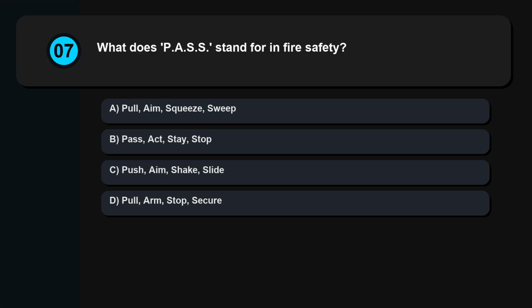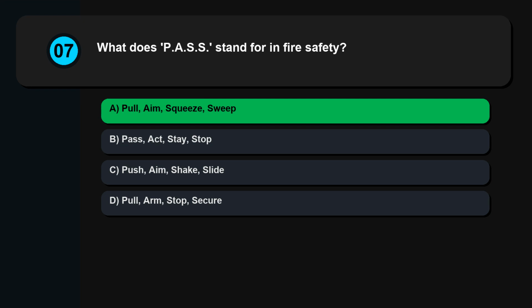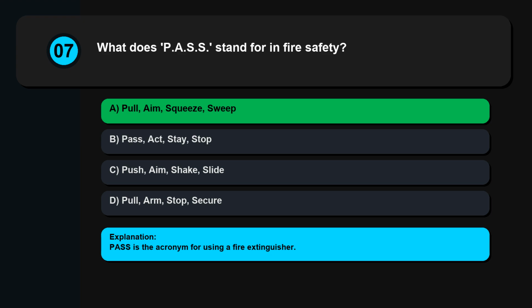Question 7. What does PASS stand for in fire safety? Pull, aim, squeeze, sweep. Pass, act, stay, stop. Push, aim, shake, slide. Pull, arm, stop, secure. PASS is the acronym for using a fire extinguisher.